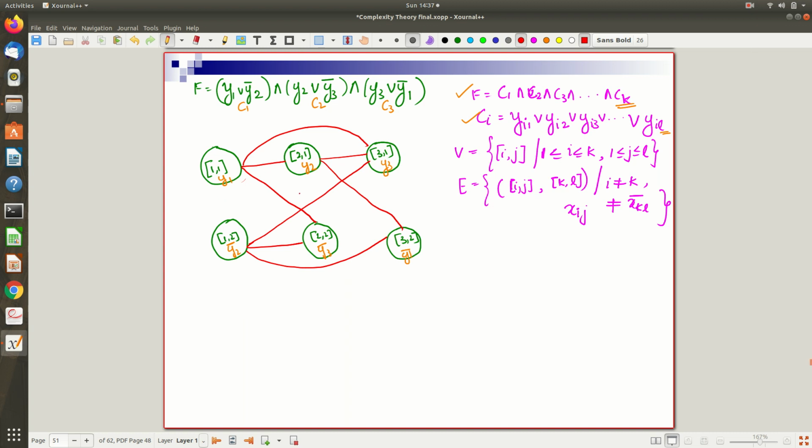And what about y3 complement and y3, can I have this? I can't have this, right? But y3 complement and y1, this is fine. So like that I drew the graph. So the graph construction is straightforward.